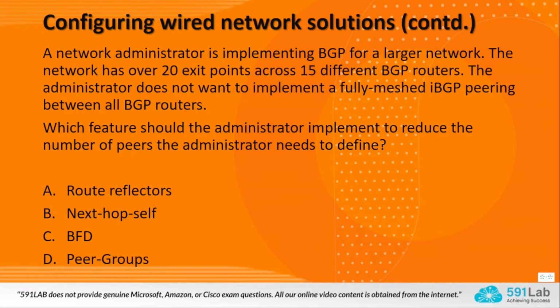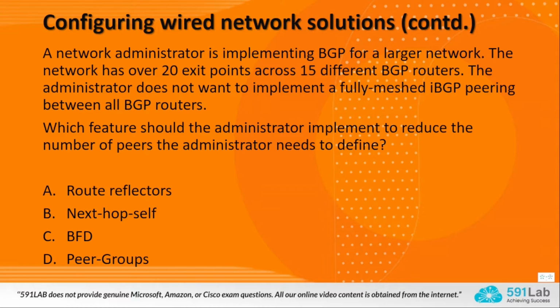Take a look at the next question under configuring wired network solutions. A network administrator is implementing BGP for a large network. The network has over 20 exit points across 15 different BGP routers. The administrator does not want to implement a fully meshed IBGP peering between all BGP routers. Which feature should the administrator implement to reduce the number of peers the administrator needs to define?